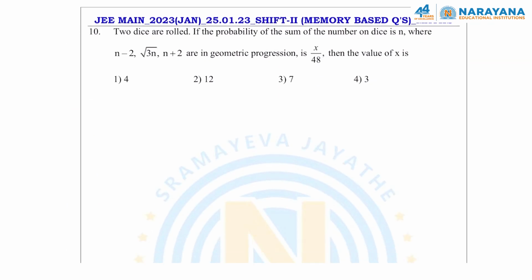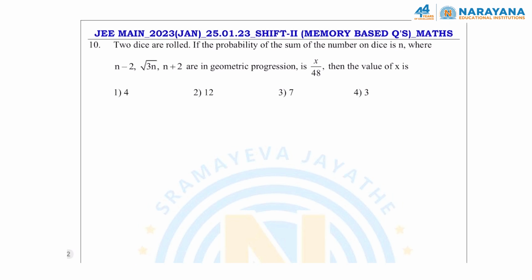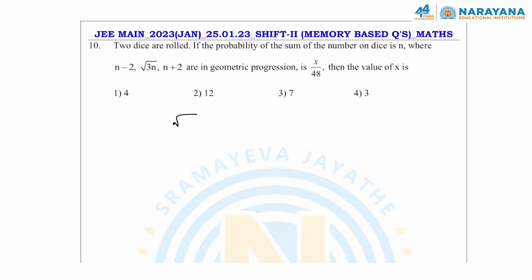Next question. Two dice are rolled. If the probability of the sum of the numbers on the dice being n, where n minus 2, root 3n, n plus 2 are in geometric progression, is x by 48, find the value of x. So first thing, we have to find the value of n. They have given that these three terms are in geometric progression. If a, b, c are in geometric progression, we know that b square equals ac. So root 3n whole square is equal to n minus 2 into n plus 2.